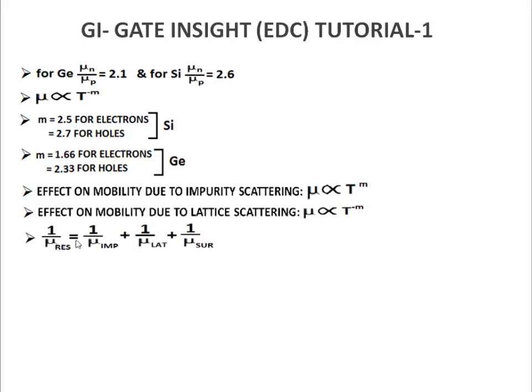Next we have the relation that we get the resultant mobility, that is 1 by mu resultant is equal to 1 by mu impurity plus 1 by mu lattice plus 1 by mu surface. So, I told you that the resultant mobility must be less than the least value of these mobilities.